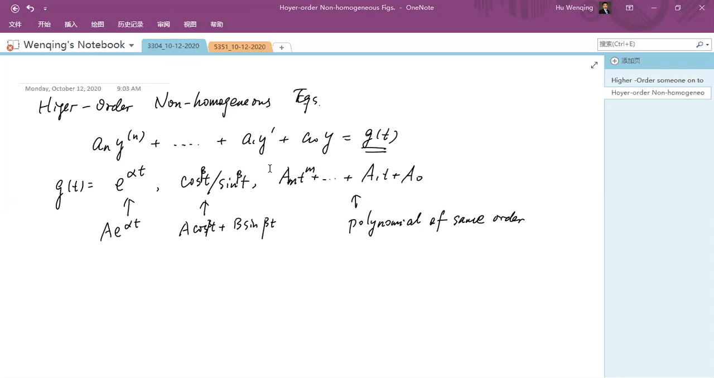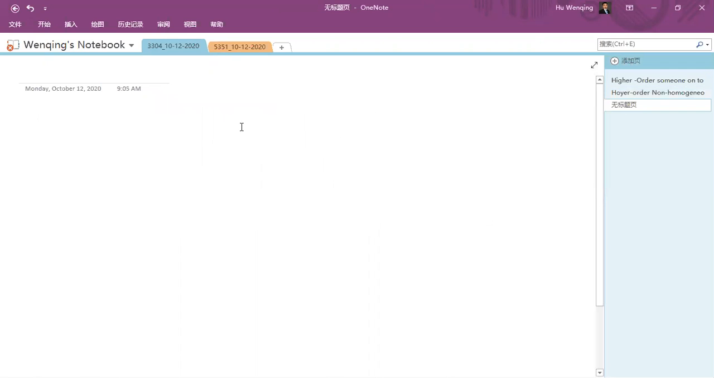Let me try this example. Here it says, can you find a general solution of this equation? So we want to find a general solution of this equation. Let's continue from here.